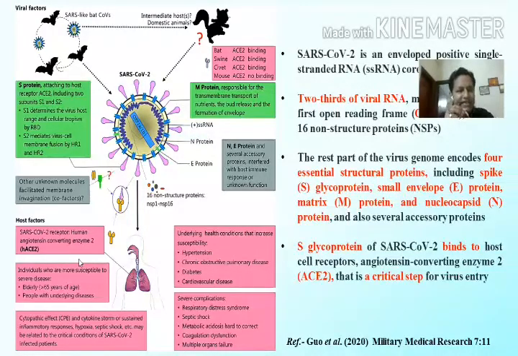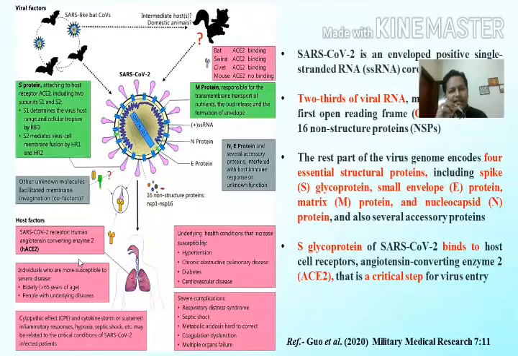Now this ACE2 receptor is present on the nasopharyngeal tract, it is present on the intestinal GI tract, it is present on lung alveoli, it is present on kidney, and recent reports say that a large number of ACE2 receptors are also present on brain cells. So these ACE2 receptors are the receptors with which the virus binds.